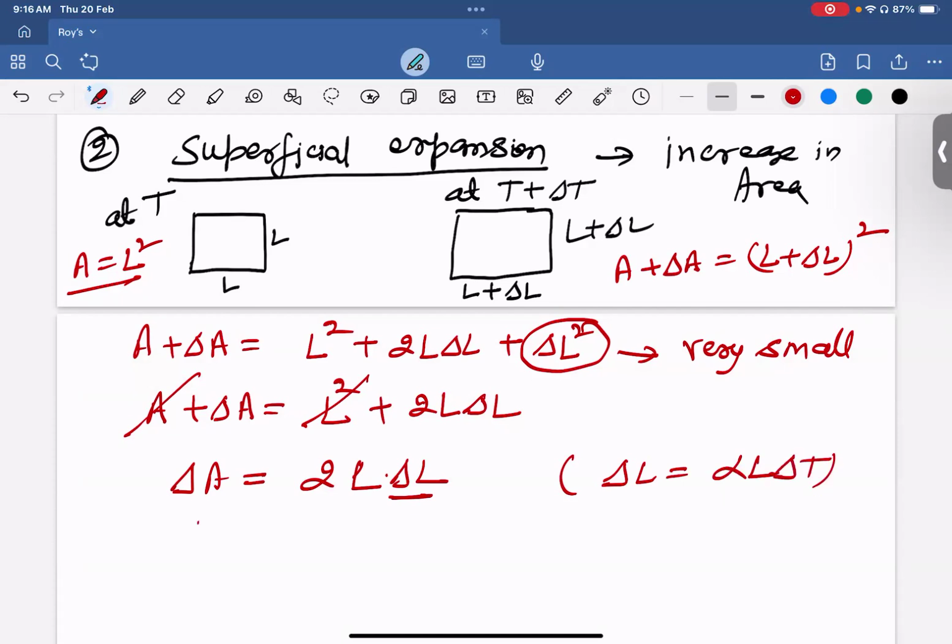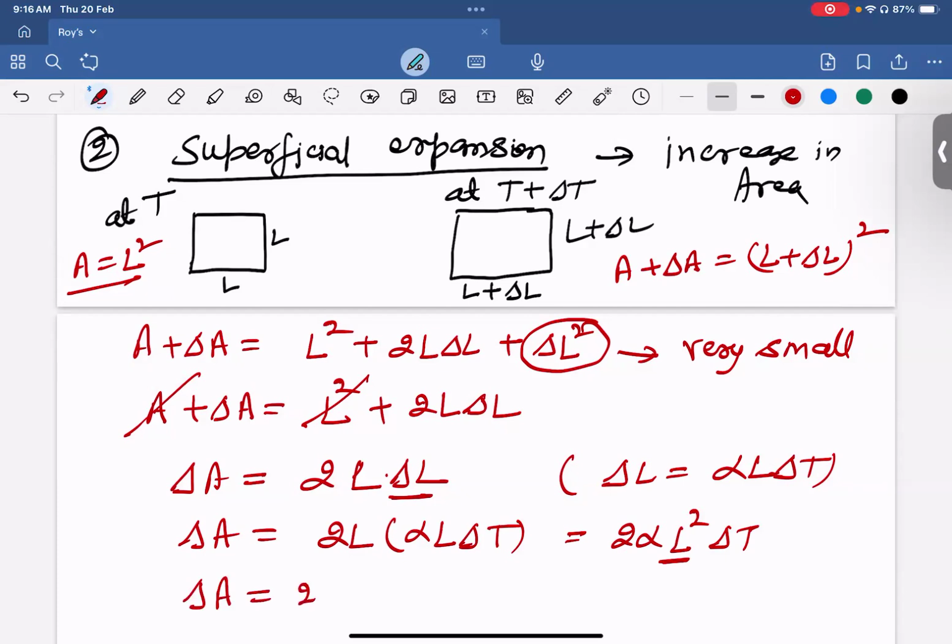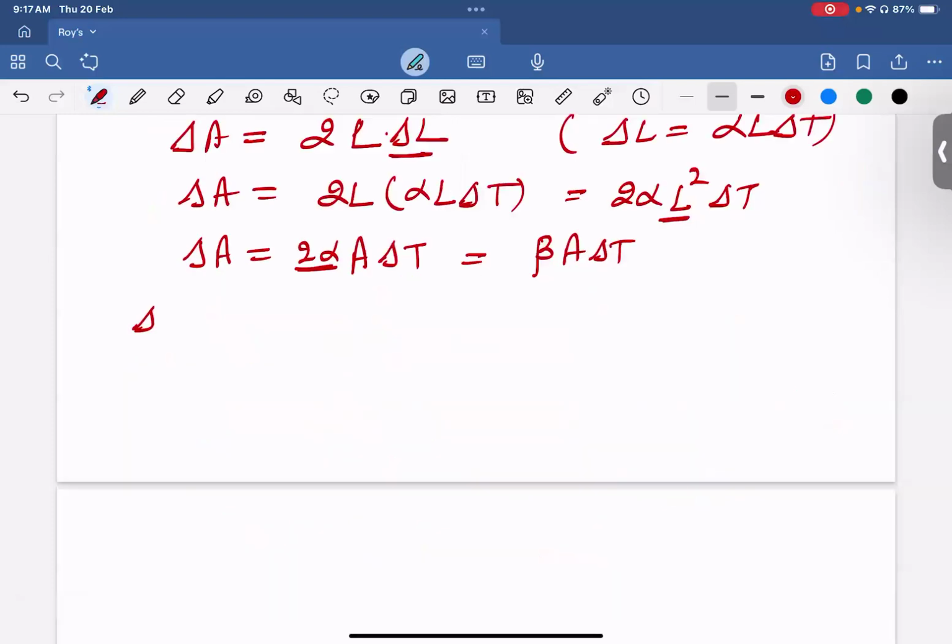So in place of delta L, I am going to use that. This becomes 2L and this becomes alpha L delta T. We can also write it as 2 alpha L square delta T. Now this L square is basically A. So change in area is 2 alpha into original area delta T. 2 alpha is a constant here that we often write as beta, beta A delta T. It means that delta A actual formula is beta, actual area, into delta T.